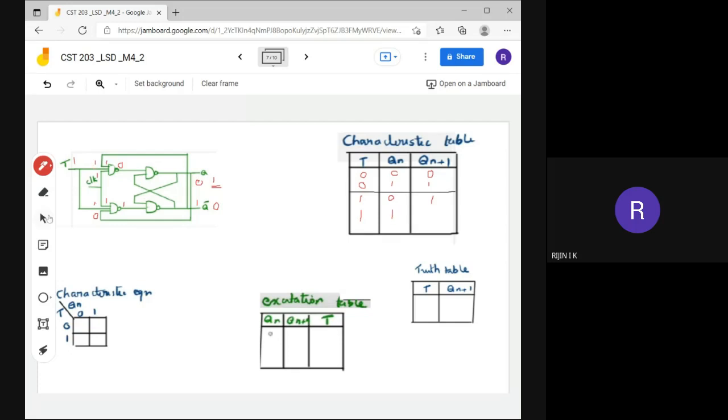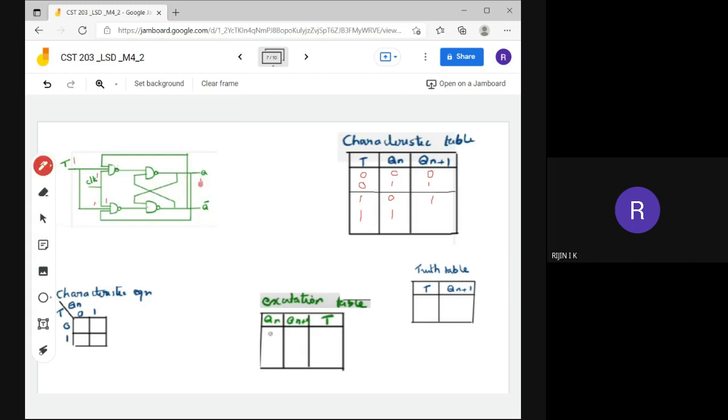Next, T is 1 and assume that Qn is equal to 1. We can find the next state. So T is 1 and assume that Qn is equal to 1.